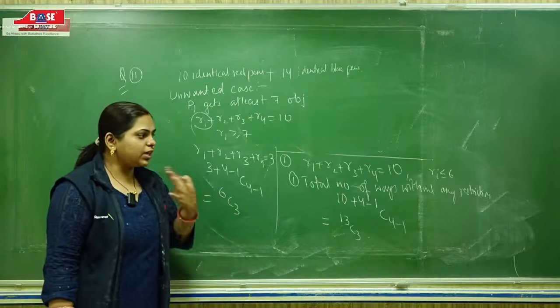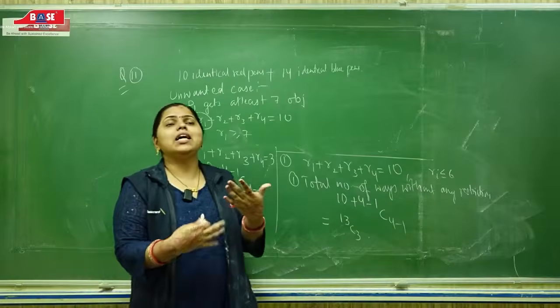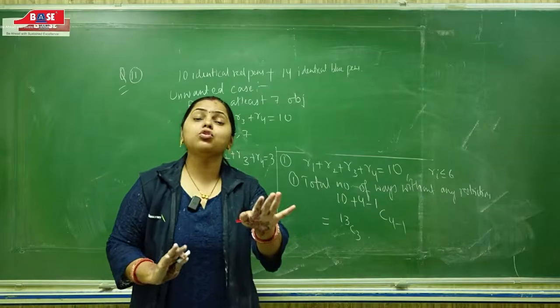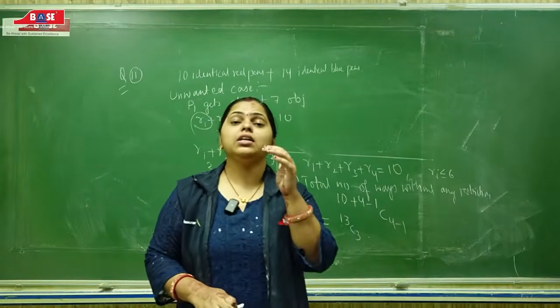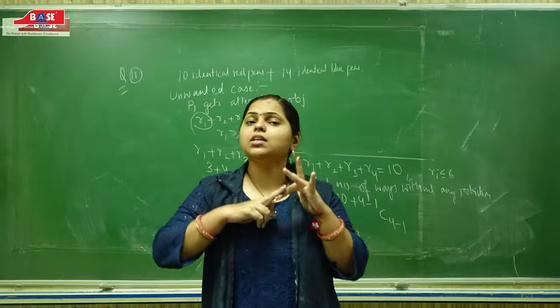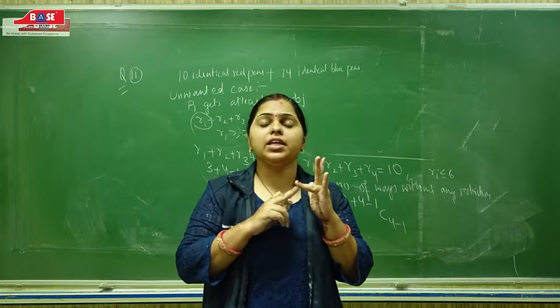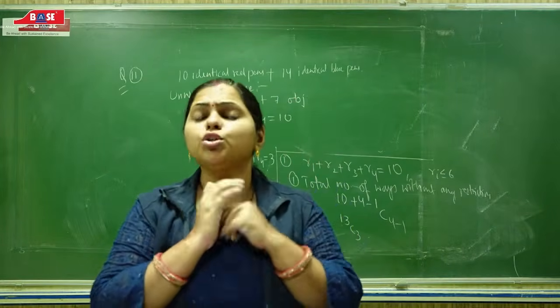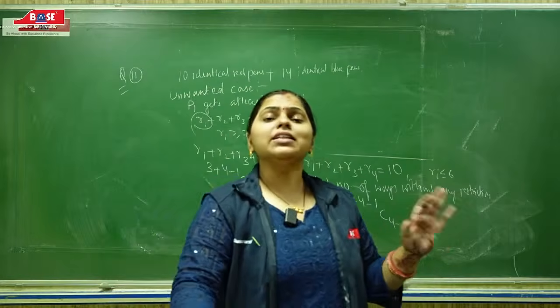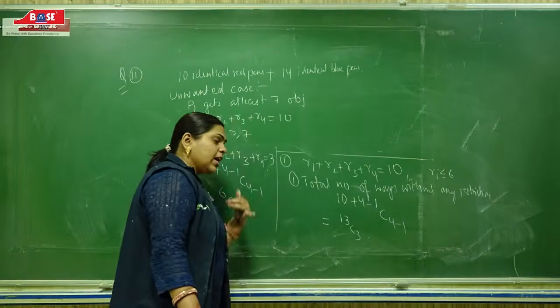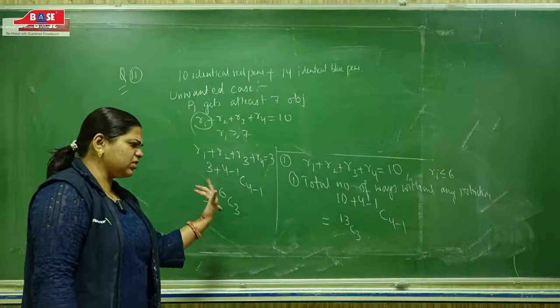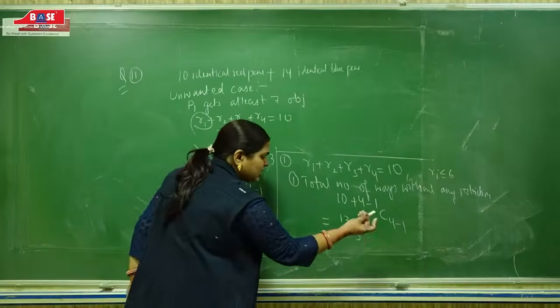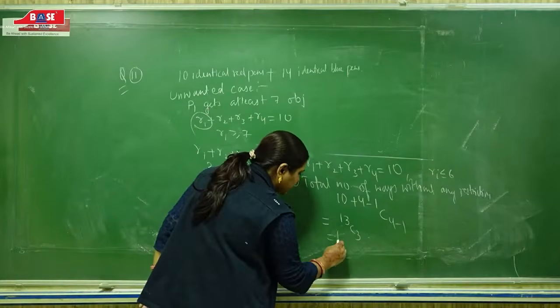Now please try to understand. This is the case where I have taken that P1 gets at least 7 objects. There could be the case where P2 gets at least 7 objects, similarly P3 gets at least 7 objects, and P4 gets at least 7 objects, right? But each of the cases would be the same. So here 6C3. I can find this number over here, and 13C3 I should find also.